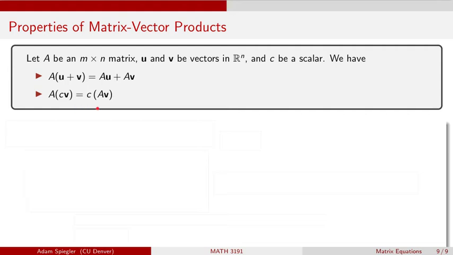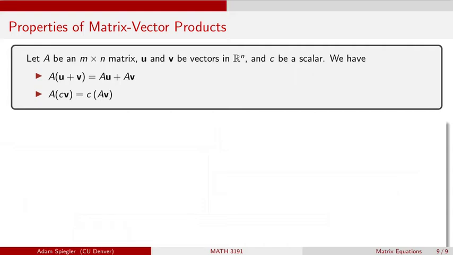And the second property says if I take matrix A and multiply that by the vector cv, so scalar c times vector v, that's equivalent to saying let's first multiply A times vector v, and then we can multiply that resulting vector by scalar c. So this is like a commutative sort of property. We can change the order that we do these operations.